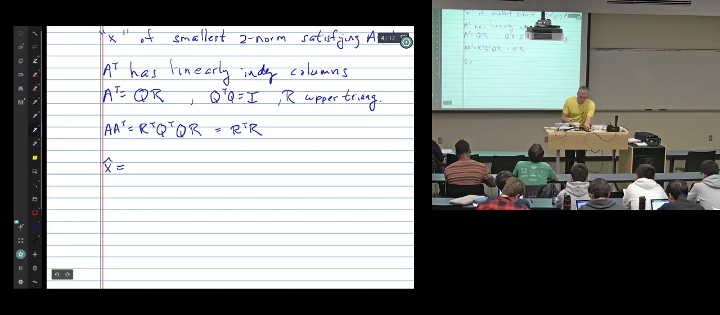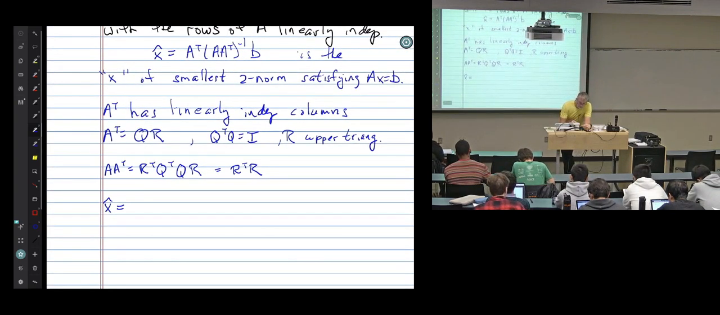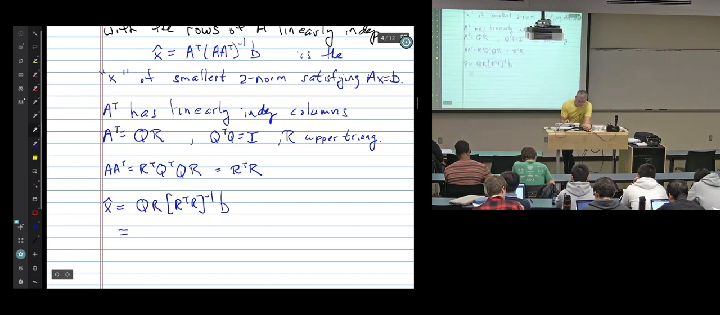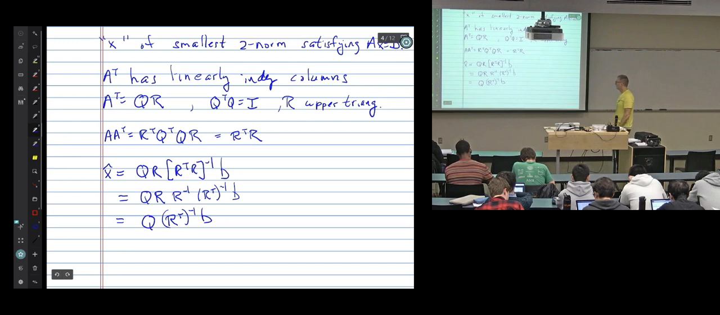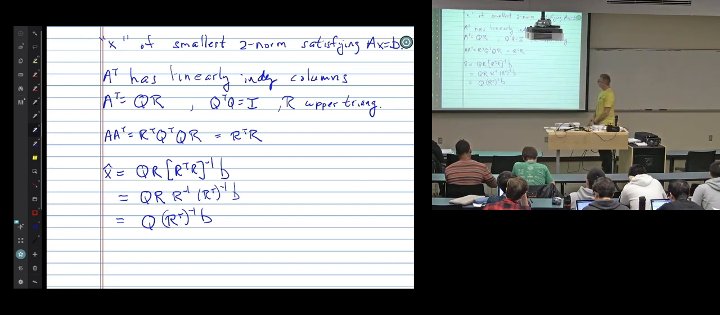And then we plug in for x hat. So A transpose Q R, A times A transpose, R transpose R inverse. Then we have b. So it's Q, R inverse, R transpose inverse times b. And so the R and the R inverse go away, and we have Q, R transpose inverse times b. So we still have a very simple calculation to do once we've done the QR factorization of A transpose.